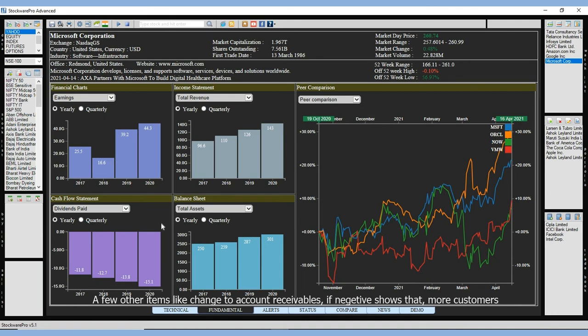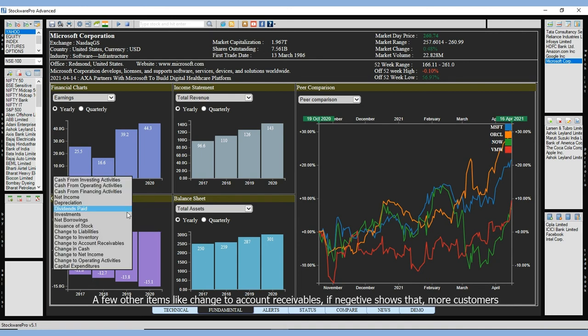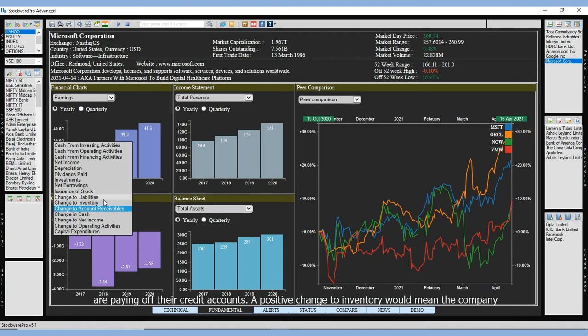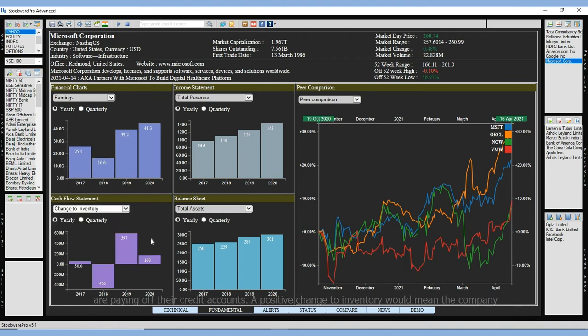A few other items, like change to accounts receivable, if negative, show that more customers are paying off their credit accounts. A positive change to inventory would mean the company has spent cash to purchase raw materials.